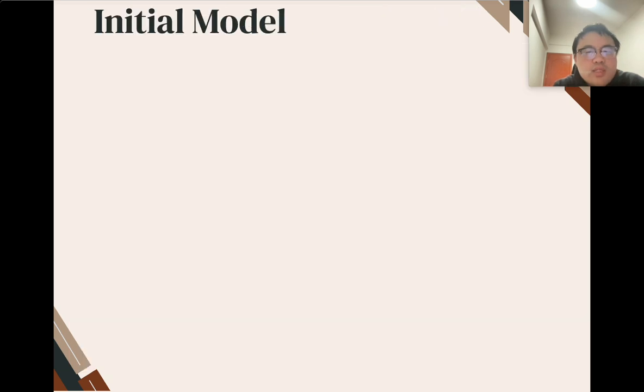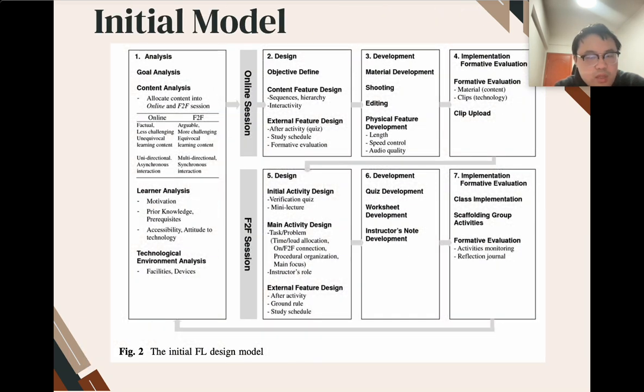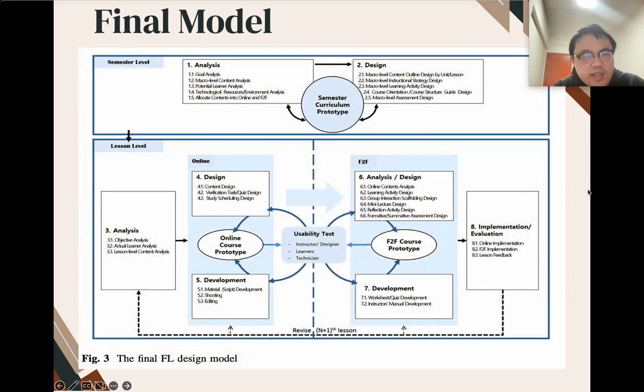Okay, so next we can see this is the initial model. So the difference from this initial model to the tentative findings were that the detail at the micro level were being considered. Okay, this is the final model. So we can see that at the final model stage, the model was being divided into the course level, which is the semester level, and the lesson level. Okay, there's also the prototype being adopted, yeah, and the iterations, yeah.